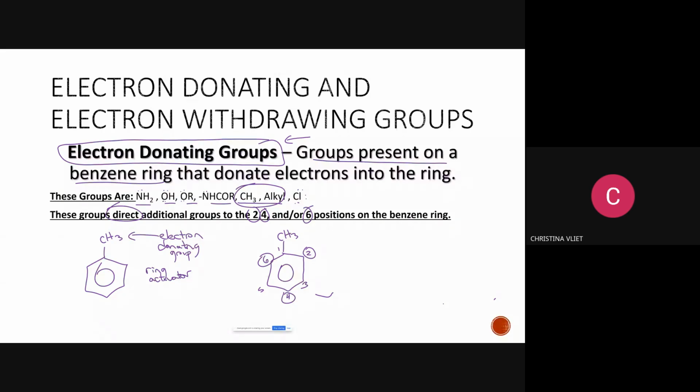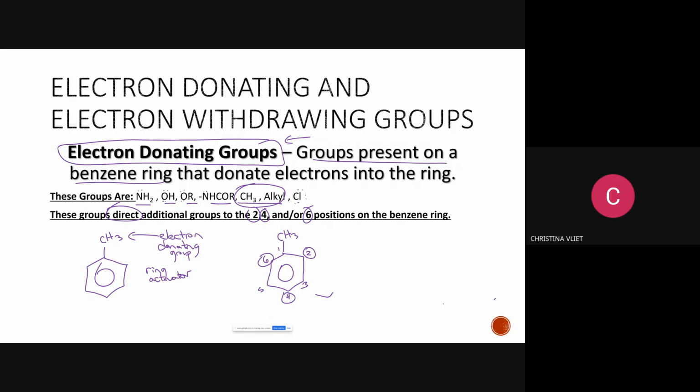All right, so that's electron donating groups. That means the main one you're going to see is methylbenzene, because if you looked at the objectives, it said to compare benzene with methylbenzene. So this is the main one you'll see, but you'll also see these other groups.